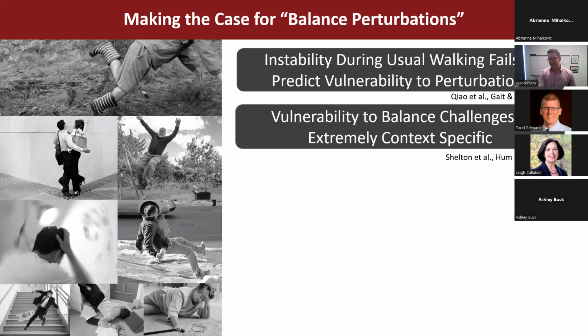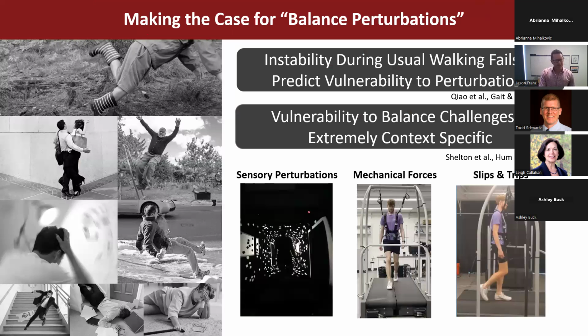And vulnerability to balance challenges is incredibly complex. There are a lot of different perturbation types in our lab. I'm not going to show these videos for the sake of time, but if you get bumped at a bus stop, if you slip on ice, if you have innate sensory motor noise and pathologies, the way in which that causes you to be unstable is fundamentally different. The structure of that instability differs based on the context of the balance challenge that you're faced with.